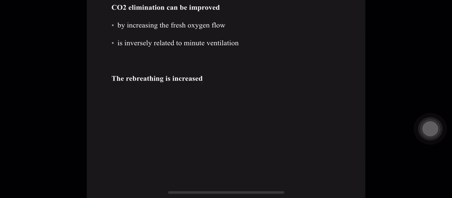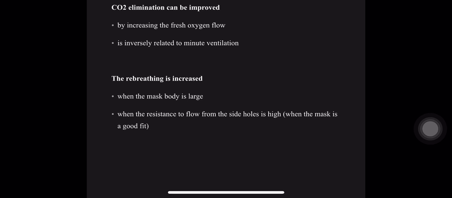The rebreathing is increased when the mask's body is large. So a pediatric mask has less volume in the mask's body. The mask's body also contributes to the appliance dead space. And rebreathing is also increased when the resistance to flow from the side is high. It occurs when the mask is very tight-fitting.